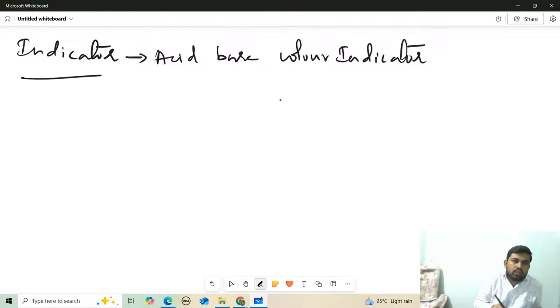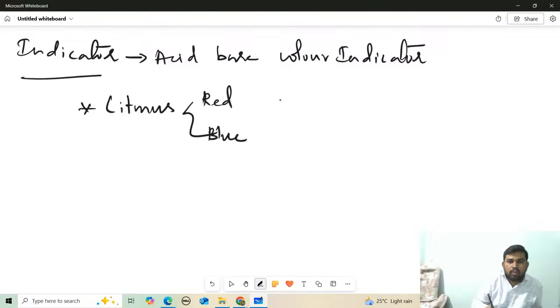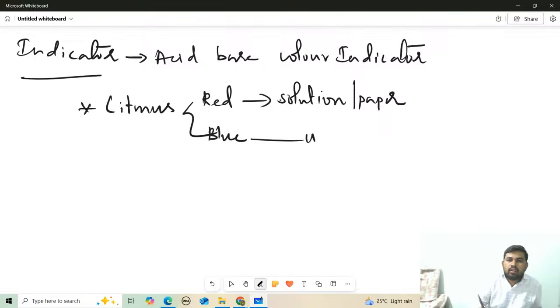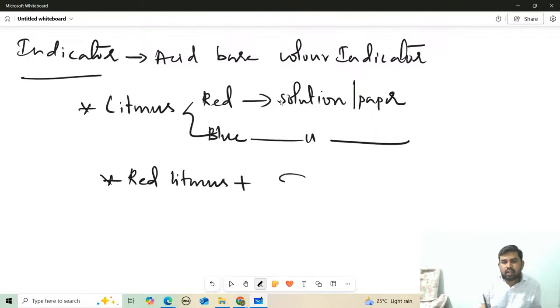Among them, the first one is the litmus indicator. Litmus indicators: we have red litmus and blue litmus. Remember, it is available in the form of a solution, or in the form of paper also. It is all the same thing. Now we see here, suppose we have red litmus paper, or red litmus solution, and we add it to a test tube.